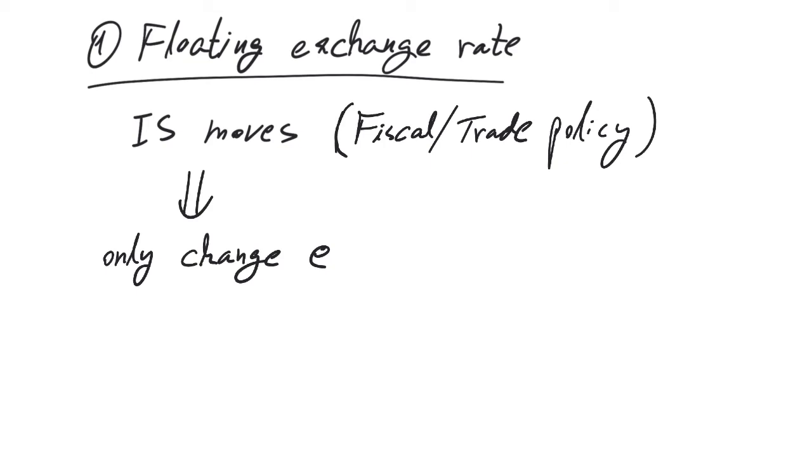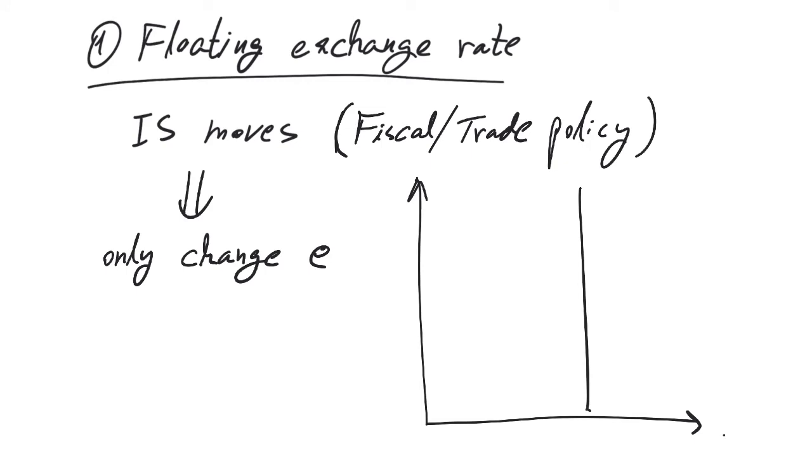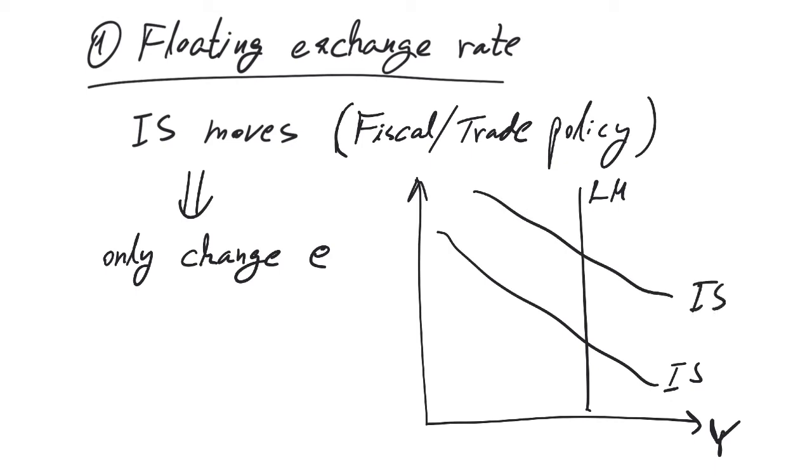And the reason why it's easy to see that on the diagram is that the LM is vertical. And so because of that, if you move the IS curve to a new level, the output doesn't change. The only thing that happens is that you move from the initial exchange rate to a new exchange rate.